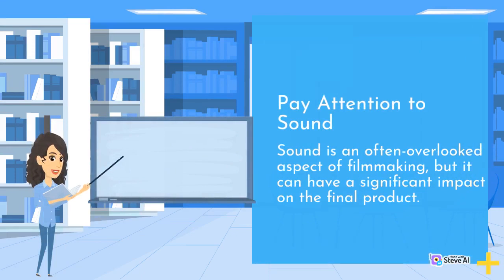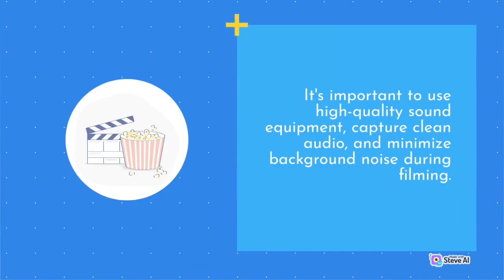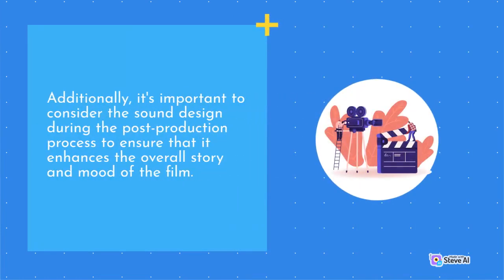Pay attention to sound. Sound is an often overlooked aspect of filmmaking, but it can have a significant impact on the final product. It's important to use high-quality sound equipment, capture clean audio, and minimize background noise during filming. Additionally, it's important to consider the sound design during the post-production process to ensure that it enhances the overall story and mood of the film.